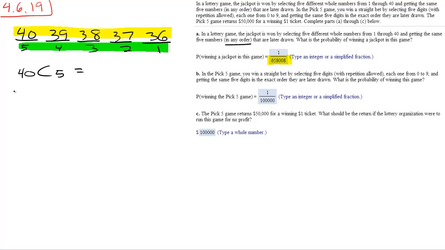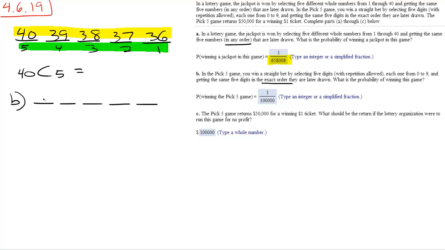Part B. Here again, picking 5 numbers. All right, but in this case, repetition is allowed. You have from 0 to 9 to choose from, so 10 choices. And you have to get the same 5 numbers in the exact order, so order does matter, and they want to know what's the probability of winning this game.